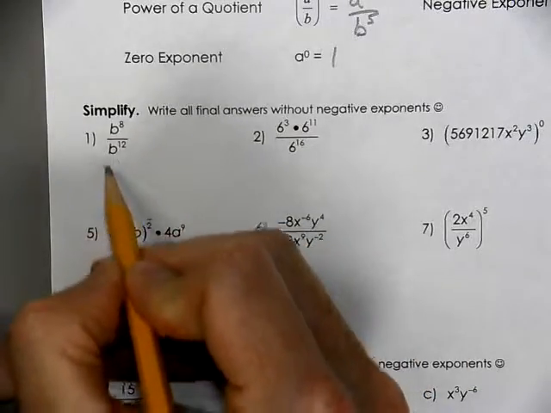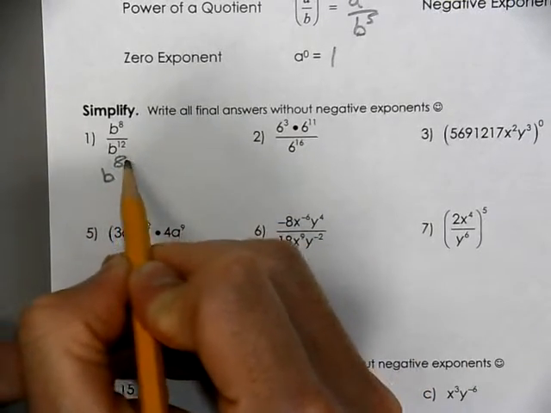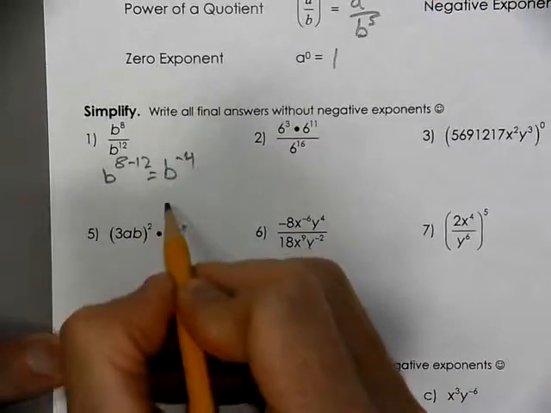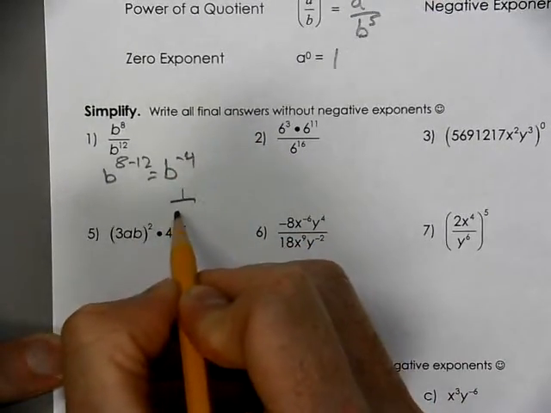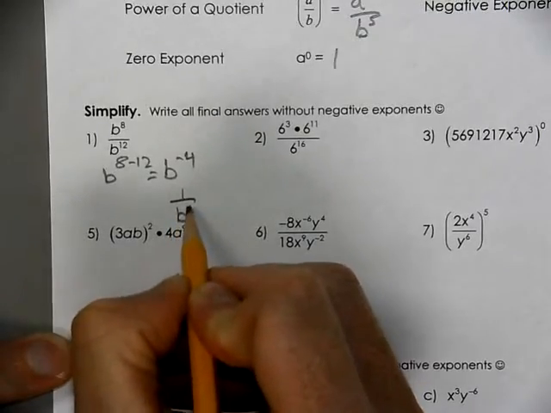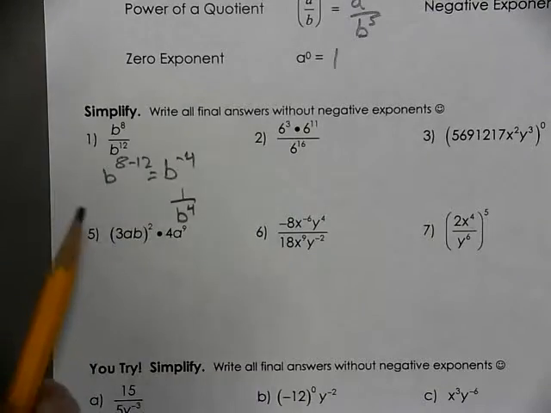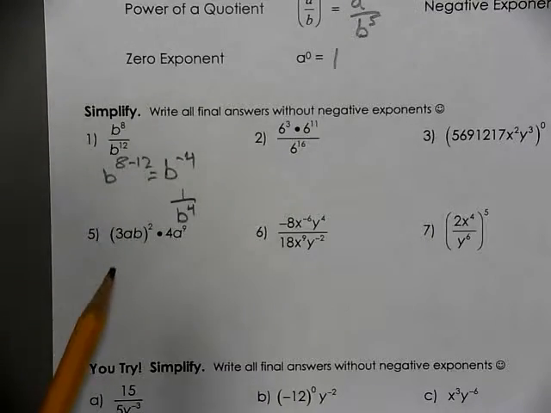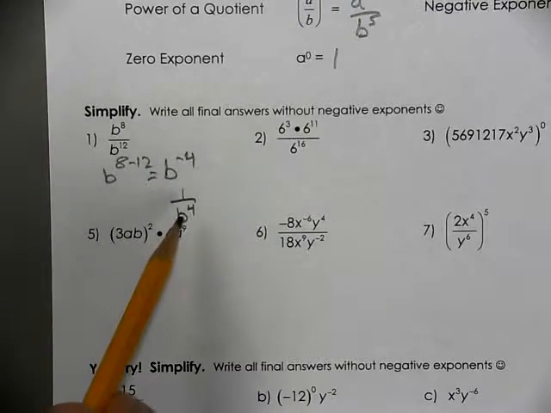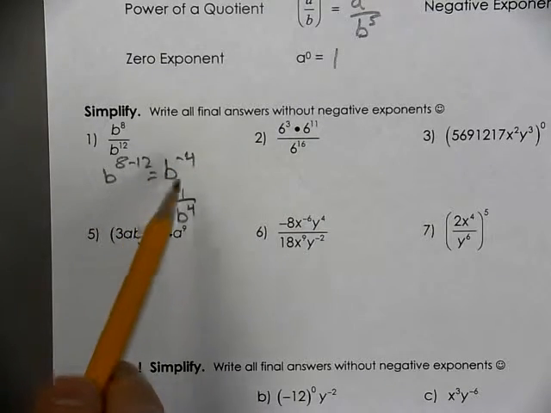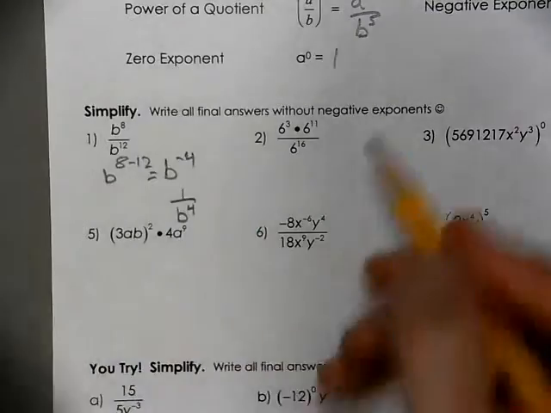So in this case, we're going to say 8 minus 12, which is b to the negative 4. So it's 1 over b to the 4th. The negative 4 puts it into the denominator. Now the b to the 4th, that's a positive exponent. The negative tells you that this b belongs in the denominator.